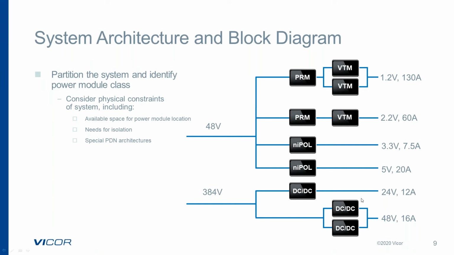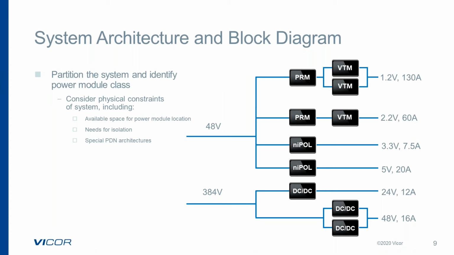And then in this last block down below, we can actually drive the DC-to-DC converters directly from the 384 volt architecture. Now, there's lots of different considerations here for selecting the architecture. You have to look at where isolation is needed. Do we need a negative voltage in the system? Does my 2.2 need to be isolated from my 3.3? Those are the considerations that we have to take into account when configuring the system architecture.